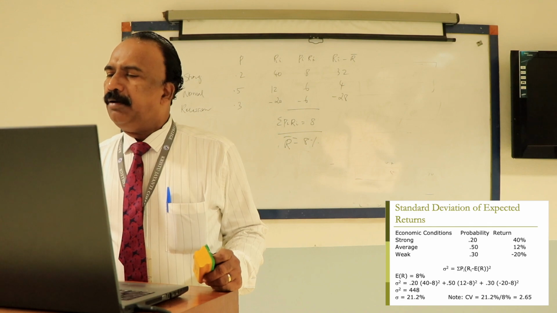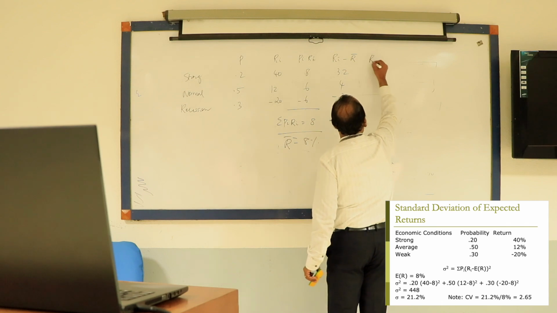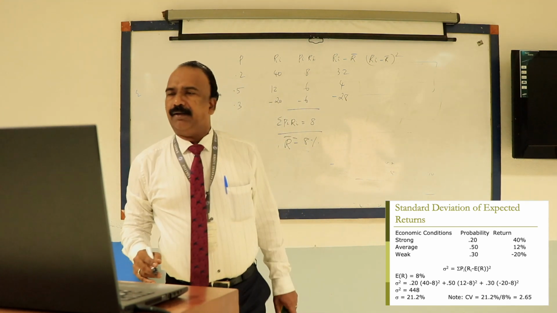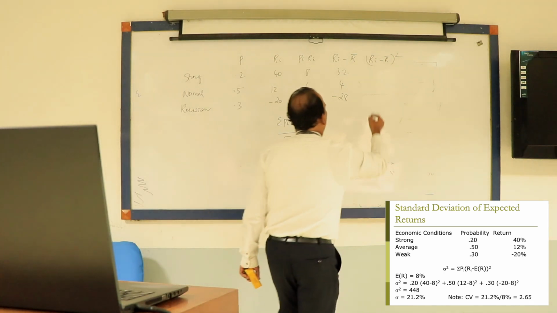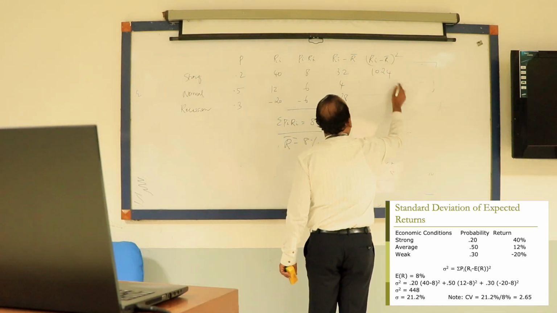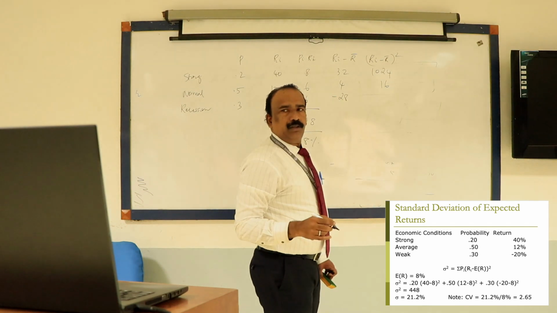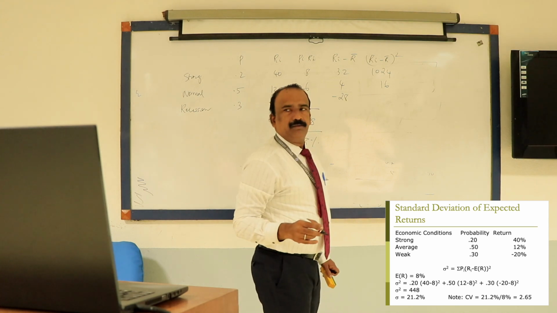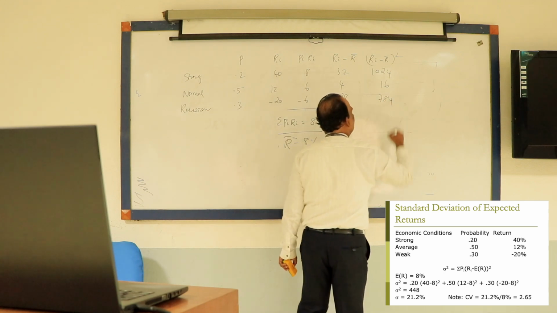Then square the deviation as we have done earlier. Ri minus R bar square. 32 square is 1024. 4 square is 16. 28 square is 784.